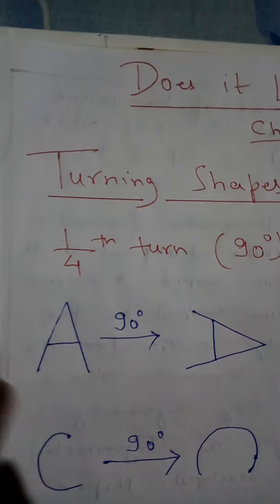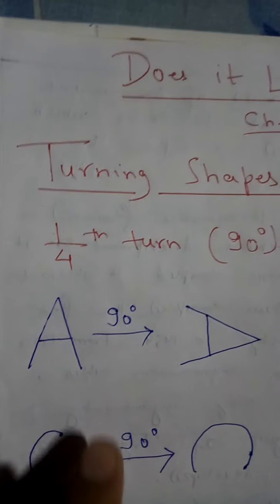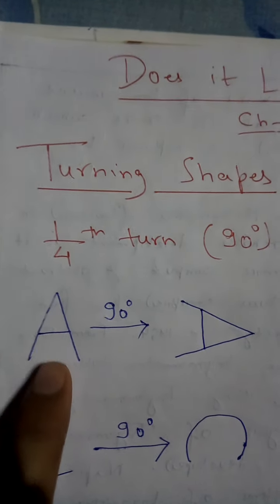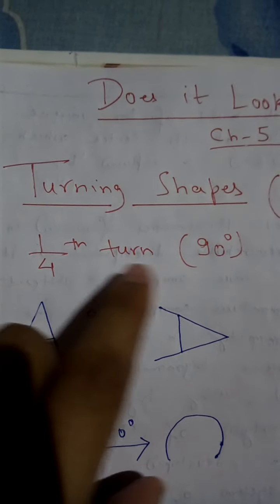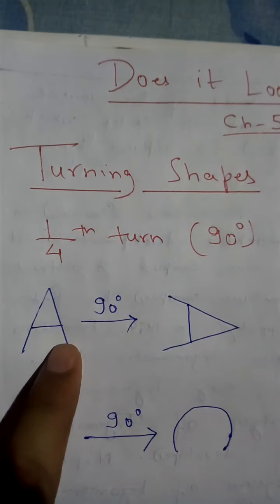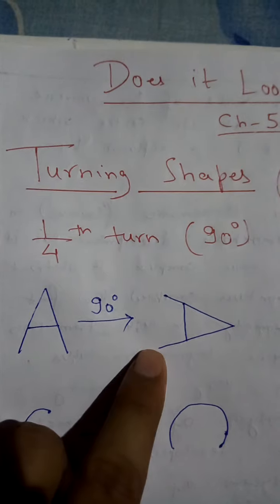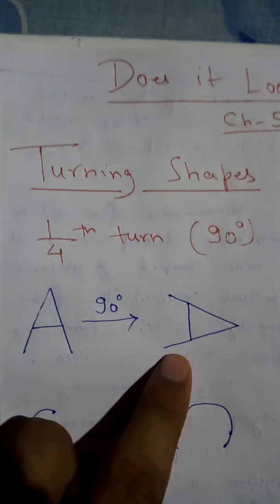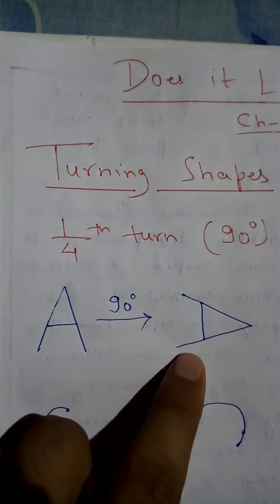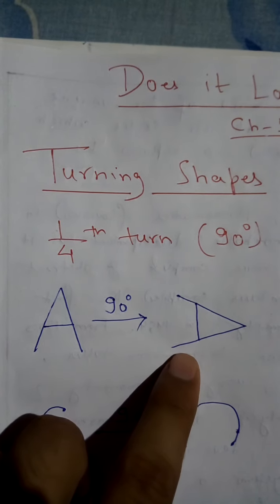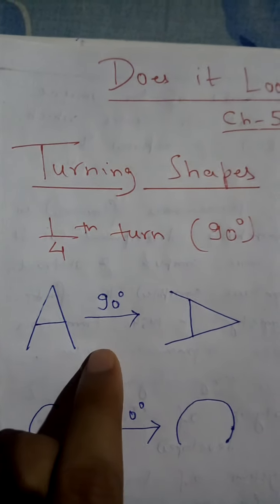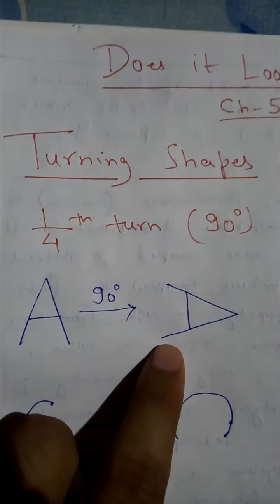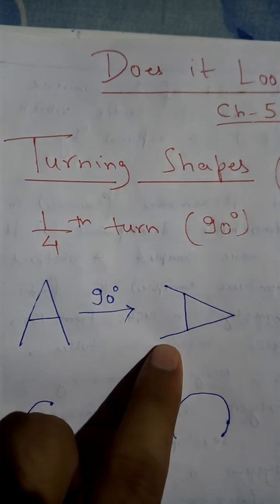So first of all, I've started with some English alphabets. As you can see, this one is A. So first one is 1/4 turn, that is 90-degree turn. A, after rotating 90-degree, the figure looks like this. And obviously we are rotating clockwise. If nothing is mentioned, rotate it clockwise. So A, after 90-degree turn, that is 1/4 turn, it looks like this figure.